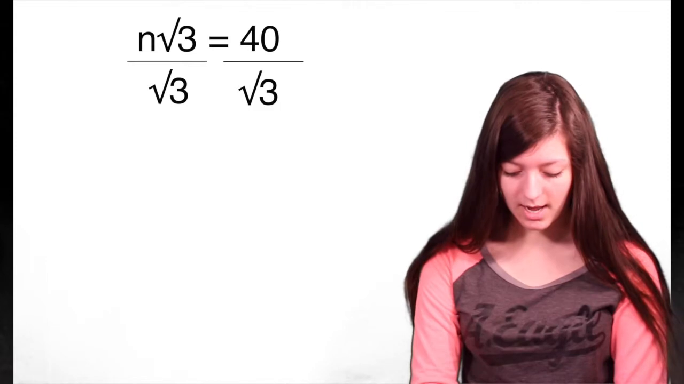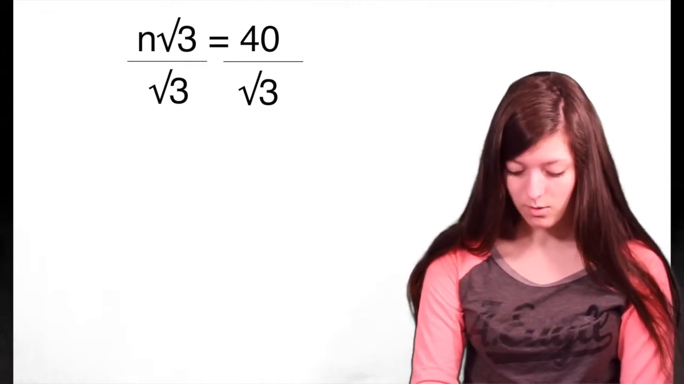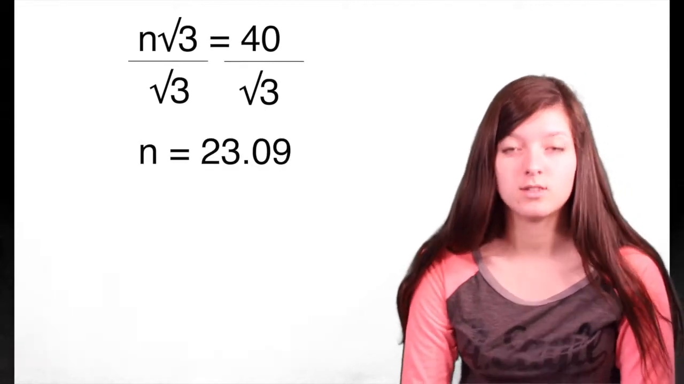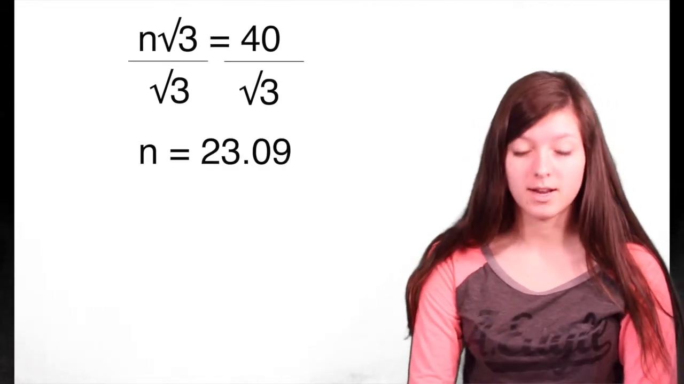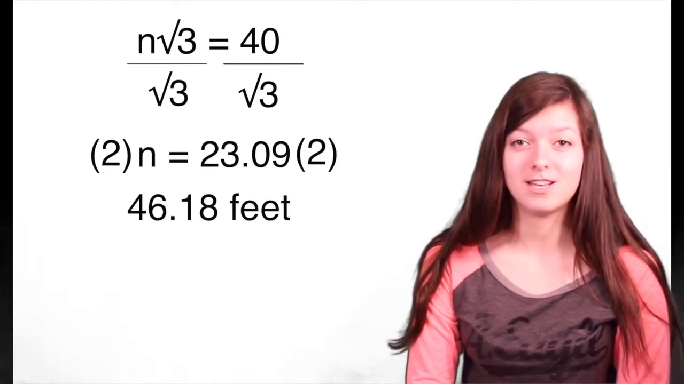If we divide each side by root 3, we get 40 divided by the square root of 3, or 23.09. So we know that n is 23.09. We can now multiply that by 2 and get 46.18 feet as the hypotenuse.